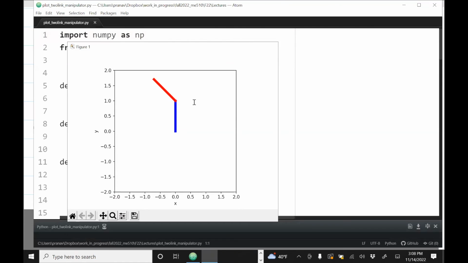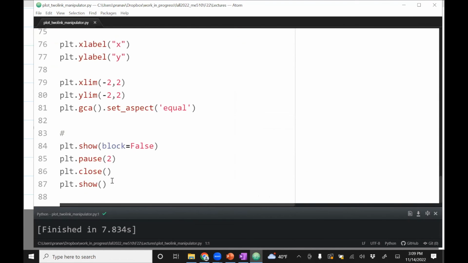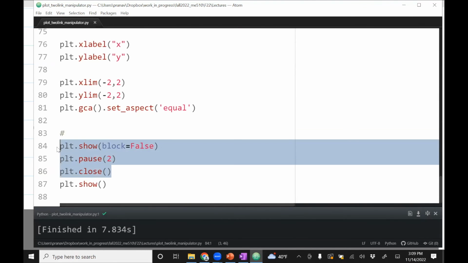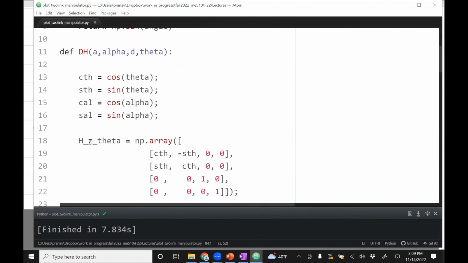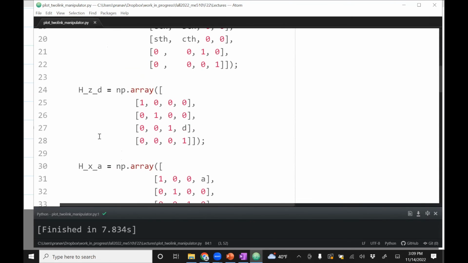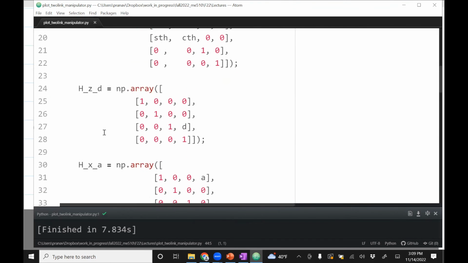Okay, so that's just some angles. This is the first example we did in the class. Okay, so there's an H matrix, and the H matrix is composed of 4 multiplications.